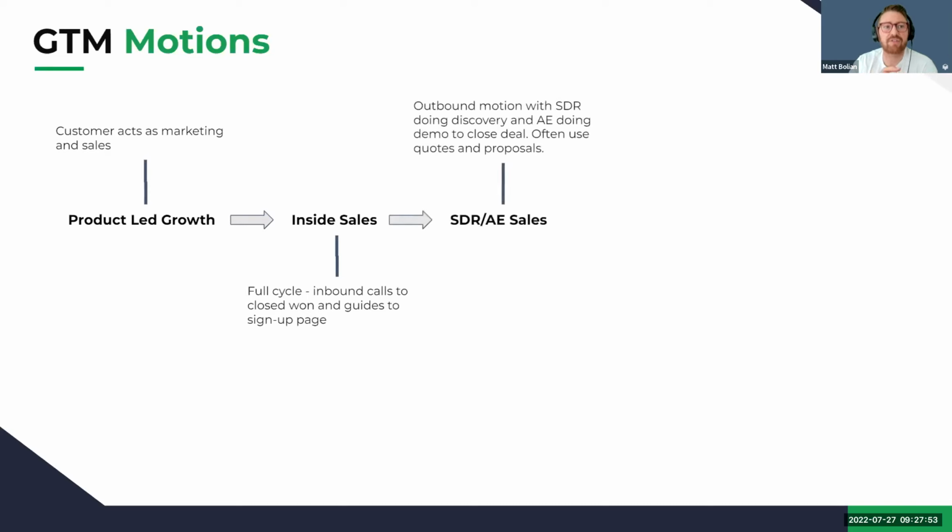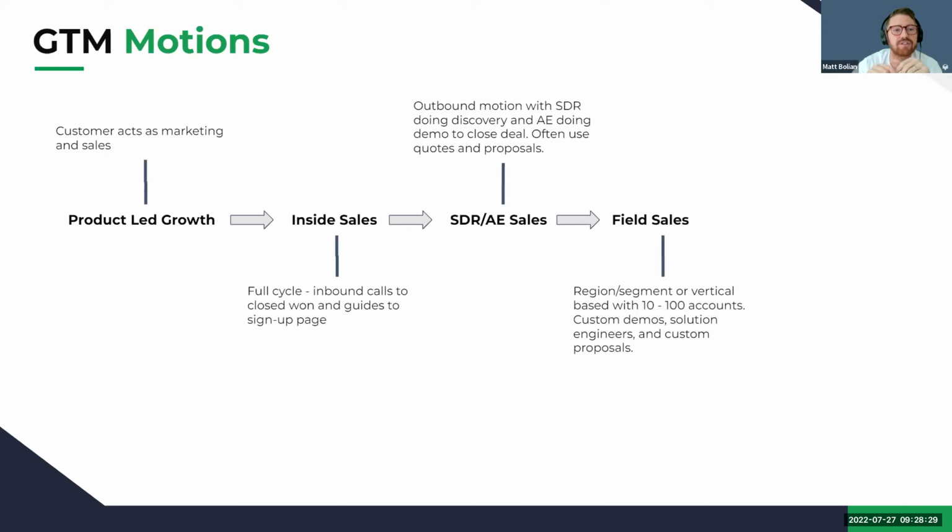The next is, and you've probably heard of this, the MDR, the BDR, this SDR to AE. Meaning there's somebody doing, and this is most traditionally aligned with an outbound motion, where an SDR is outbound calling or outbound creating, getting people interested, setting meetings, doing a discovery call, and then the AE is transitioned where they're doing the demo and closing the deal from the beginning to the end. And these often have quotes and proposals that must be made, and the deals begin to get more complicated.